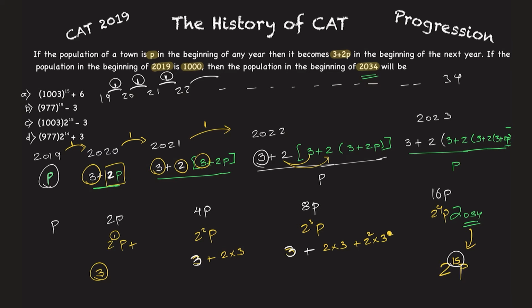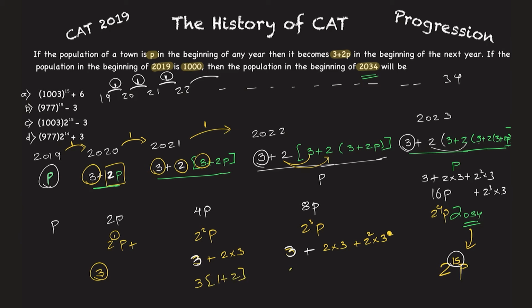Similarly, if you try it from here, what will you get? First this 3, plus 2 into 3, plus 2 squared into 3, then 2 into 2 into 2, that is 2 cubed, into 3. So you can see what is happening here. If I take this 3 as common, I get 1 plus 2.